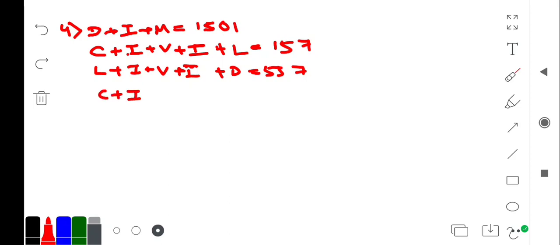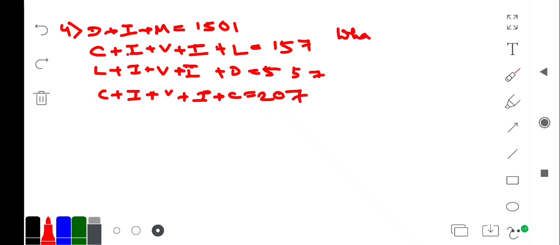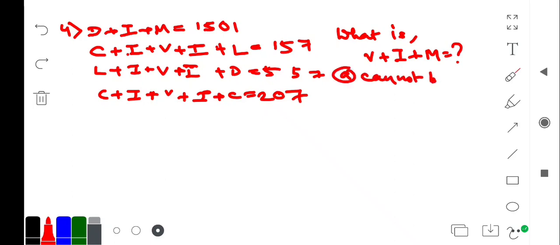C plus I plus V plus I plus C equal to 207. So what is V plus I plus M? Option A cannot be found. Option B 1009. Option C 1006. Option D 509.